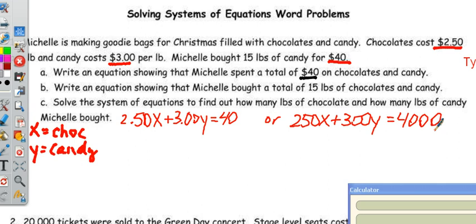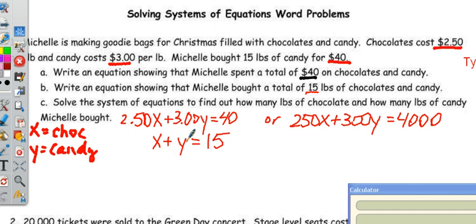Okay? Now, for our second equation, it says write an equation showing that Michelle bought a total of 15 pounds. So we don't know how much she bought of each, but we do know that she bought some chocolate and some candy. So that equation would be X plus Y equals a total of 15. So we have a cost equation, and then we have an amount equation, the number sold, or bought, I should say.